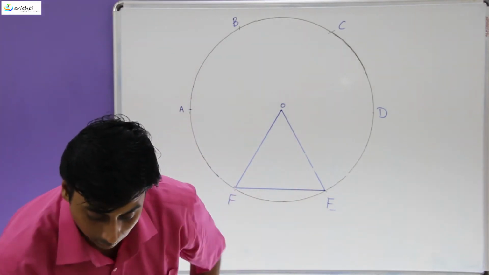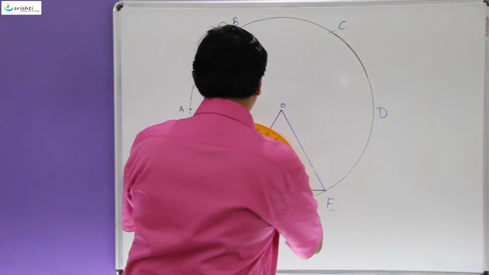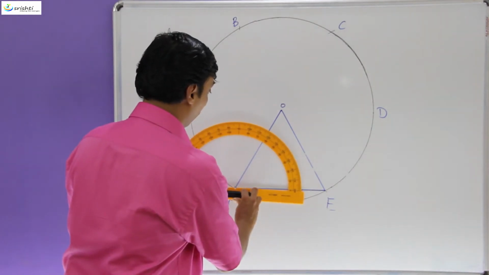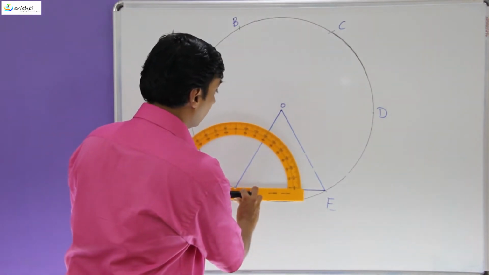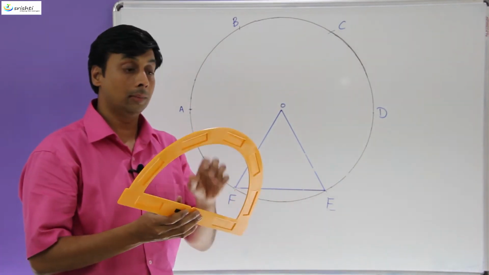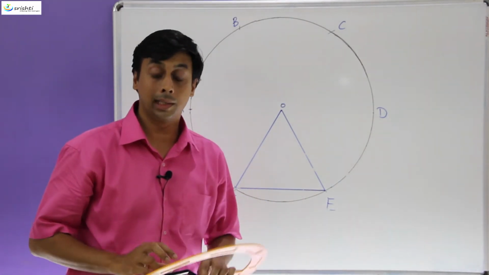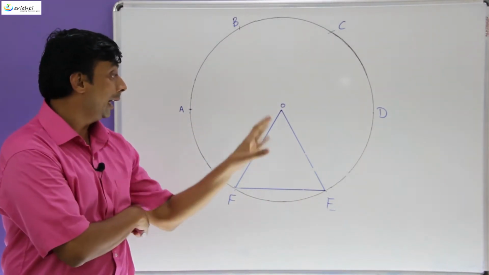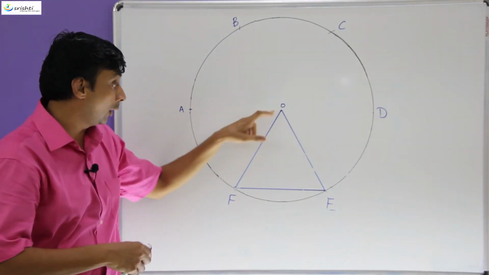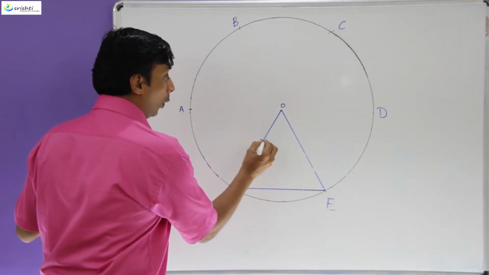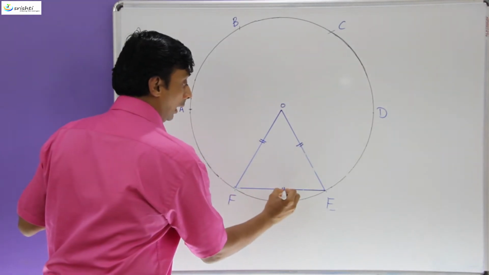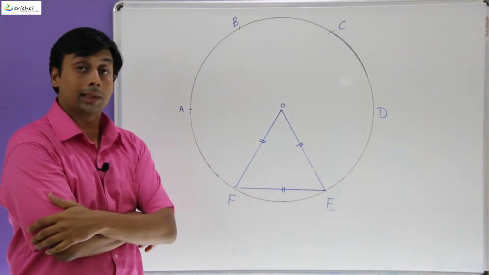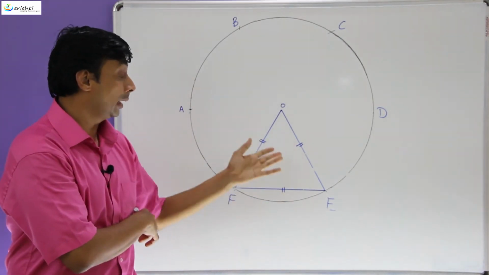If you measure the angles of this triangle, these angles turn out to be 60 degrees. If you take your protractor and measure these angles, you will find that each of them is equivalent to 60 degrees. You can also check all the sides. If you measure these sides OF, OE and FE, you will notice that all these measurements are equal. You can measure it with a scale, and you will notice that these measurements are equal to the radius of your circle.